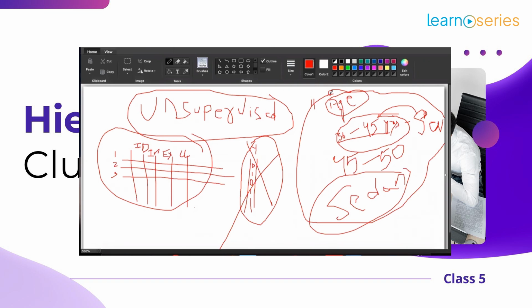Use cases, as I told you, if you want to find something as a group or you want to categorize people in terms of different groups, then it's required. You want to find the clusters. The main objective here is to find the clusters.